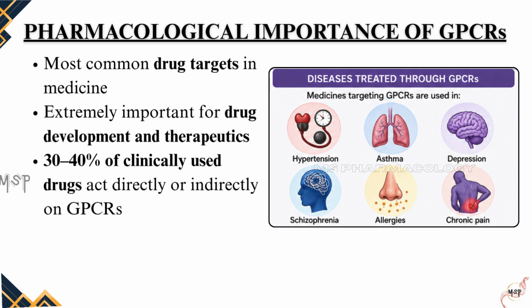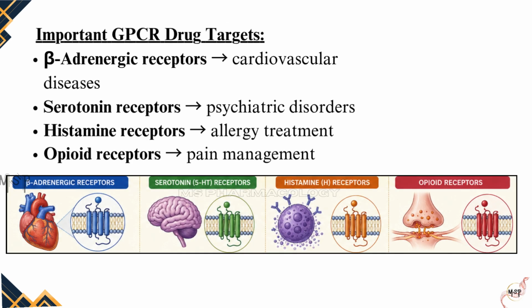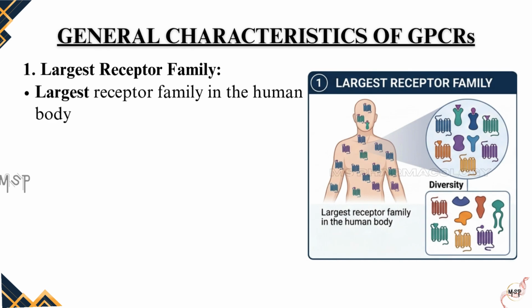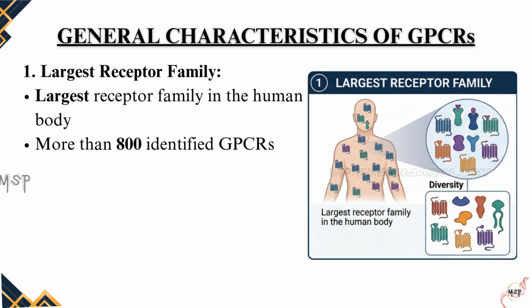Medicines targeting GPCRs are used to treat conditions such as hypertension, asthma, depression, schizophrenia, allergies, and chronic pain. For example, beta receptors are targeted in cardiovascular disease. Serotonin receptors are important in psychiatric disorders. Histamine receptors are involved in allergy treatment, and opioid receptors are targeted in pain management. This is why understanding GPCRs is absolutely fundamental in pharmacology. Before discussing structure, let us first understand some key characteristics of GPCRs.